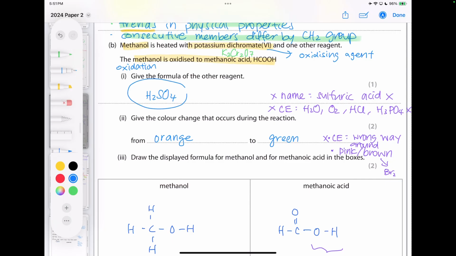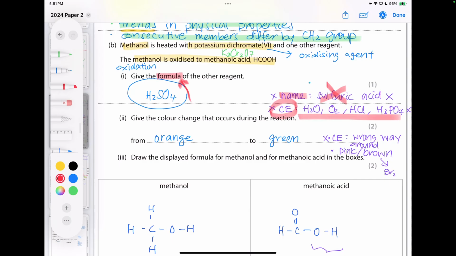So in this question, the thing to take note of is they say give the formula. If you give the name, there'll be no marks. So again, take some time to look at the question demand, the command word. If they want formula, then don't give the name. On the same note, there are students who have recalled wrongly the catalyst in the oxidation of alcohol to carboxylic acid. The CE basically means common error. These are the common errors that students have proposed.